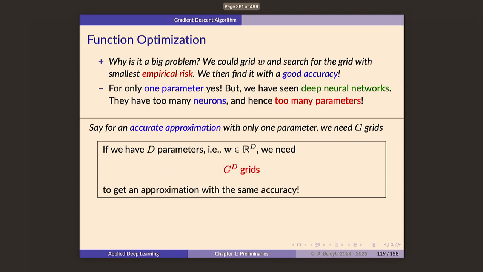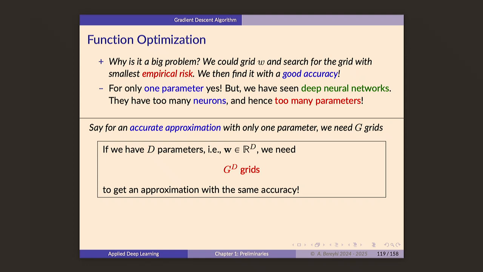Now, if I have G grids in general in 1 dimension, the number of points I need to check is going to be G to the power D. And I told you what is the value of D if I think of ResNet? 10 to the power 7, right? So say this G is even 2, okay? 2 to the power 10 million. Yeah, it's impossible, right? It's practically impossible.